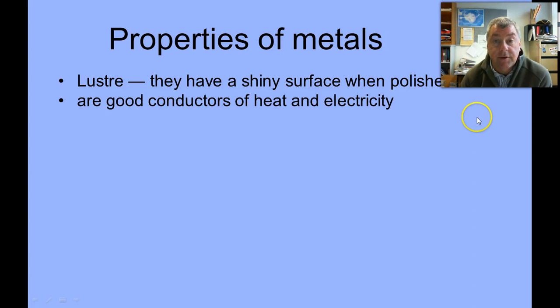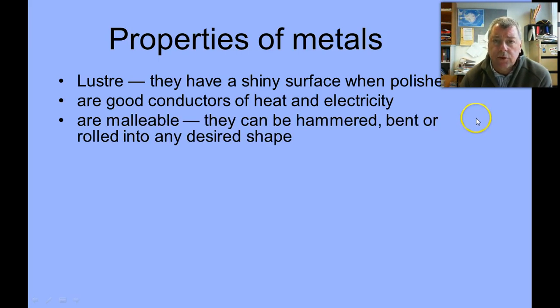They are good conductors of heat and electricity. We make lots of uses of that, so that's a pretty obvious property of metals. They are what's called malleable, and that means that they can be hammered, bent or rolled into any desired shape. If you've ever seen a blacksmith working on something, you would have seen them treating the metal with its malleable properties. It's the same as if you get a piece of wire and bend it. You can bend it, it doesn't snap, which is the opposite to malleable, being brittle.